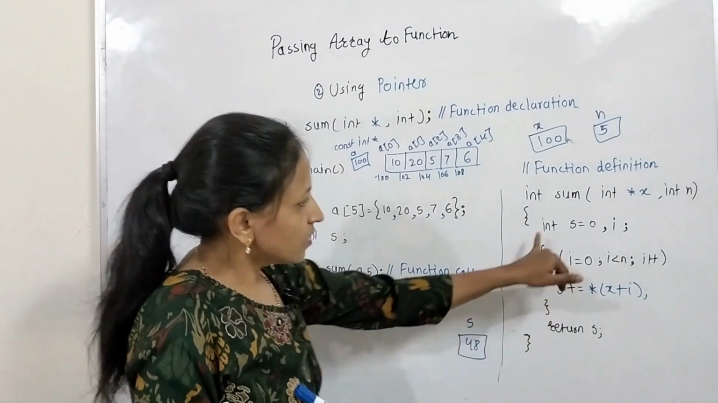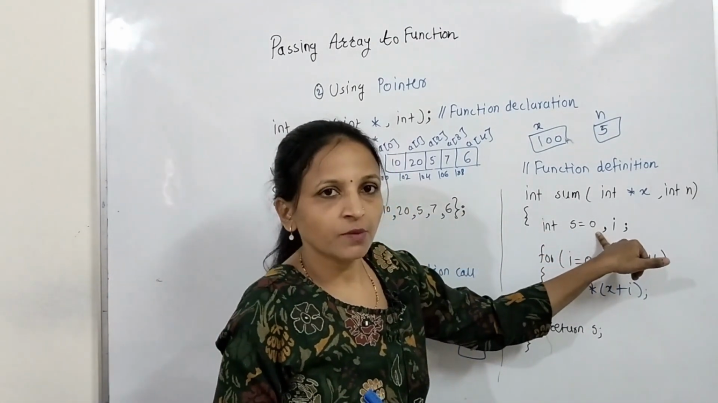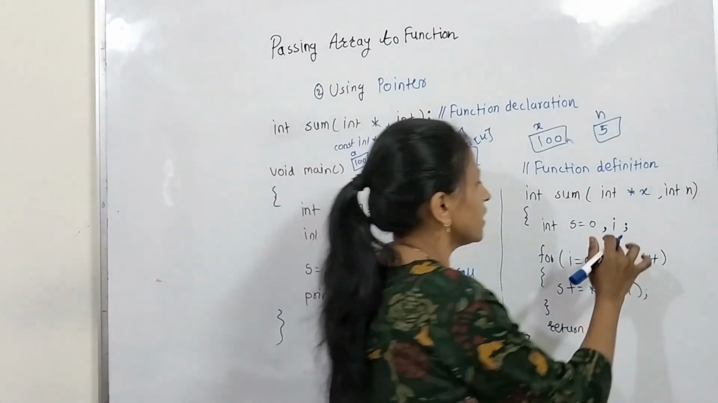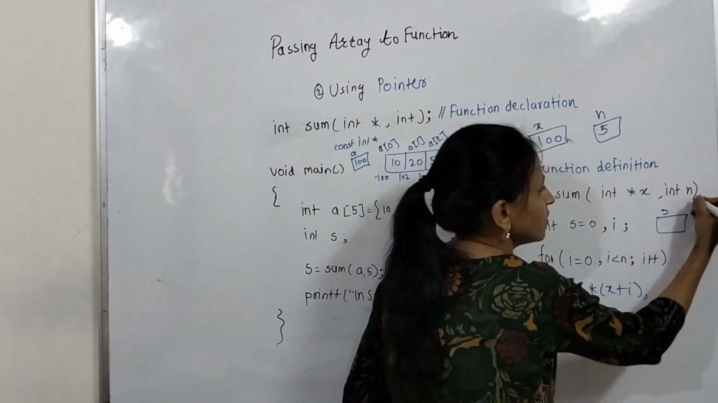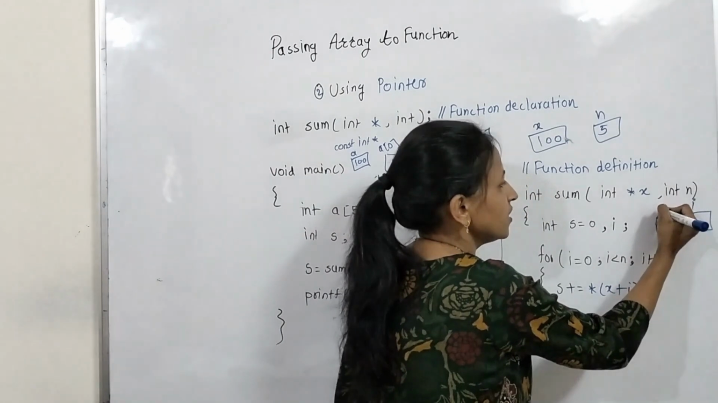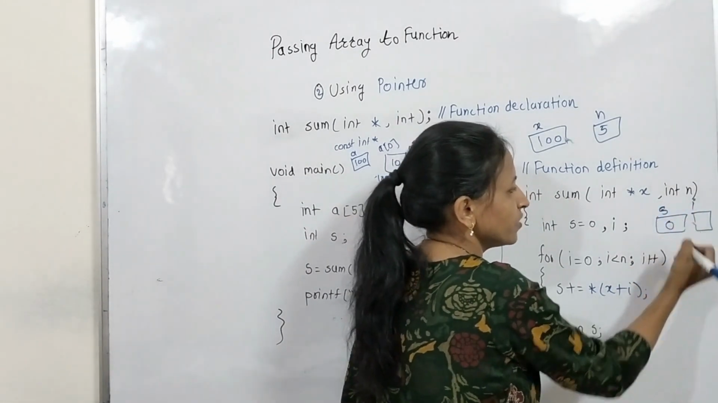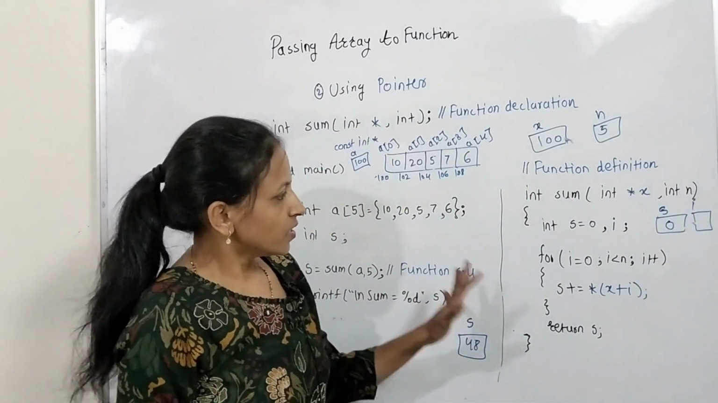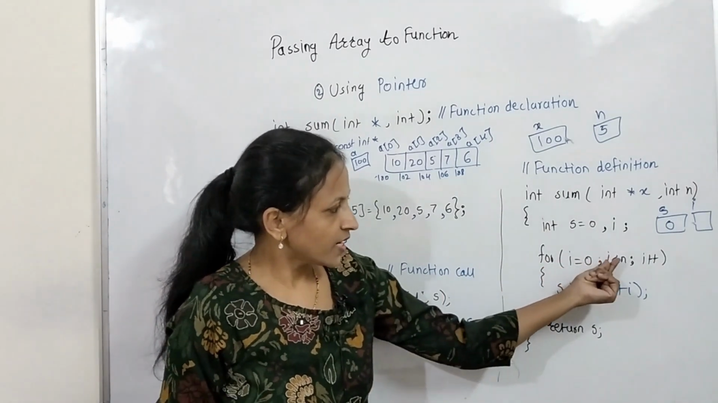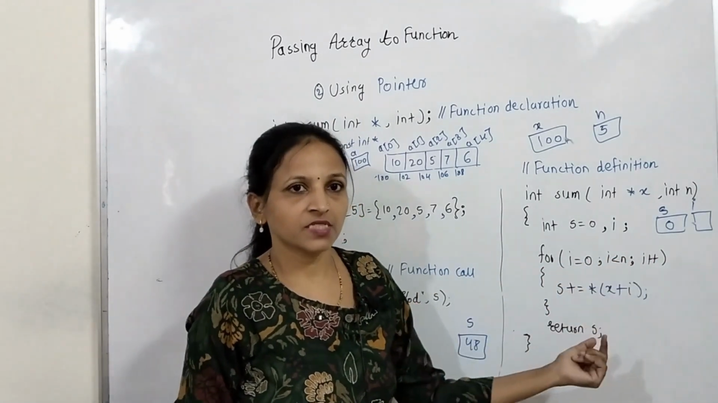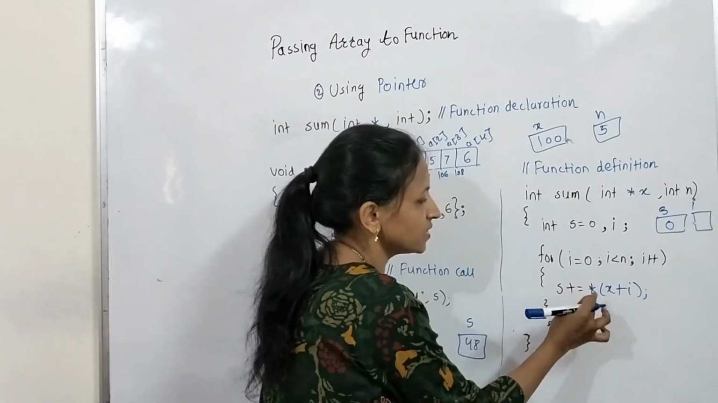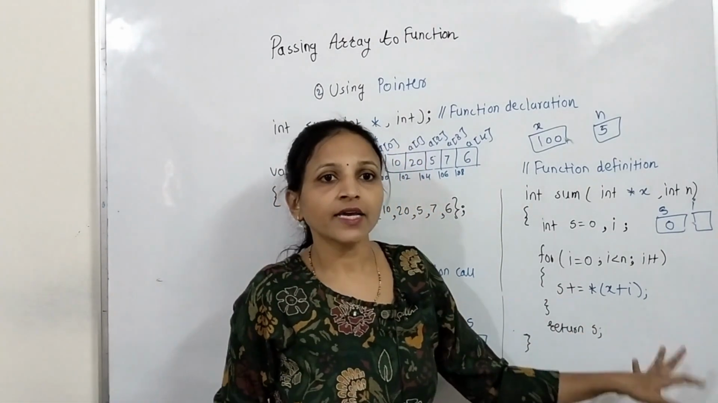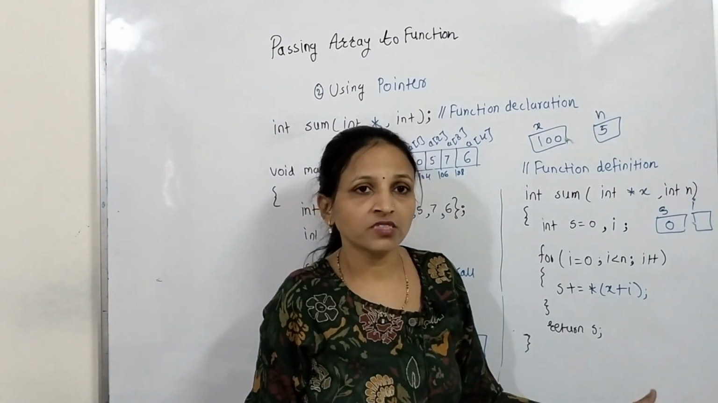Now see here, we are declaring one s variable, that is for sum again, and i for counter purpose. s and i both will be created. Initially s will have 0 value in it. Getting? Now see here, for i equals 0, i less than n, i plus plus. Again same thing we are doing, but here what we have written: s plus equals star x plus i. What is the meaning of this?